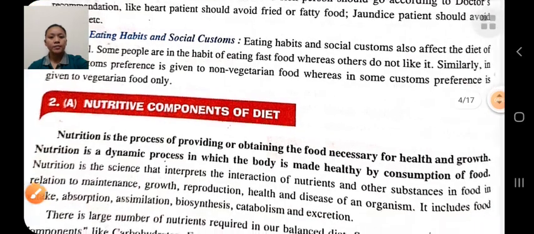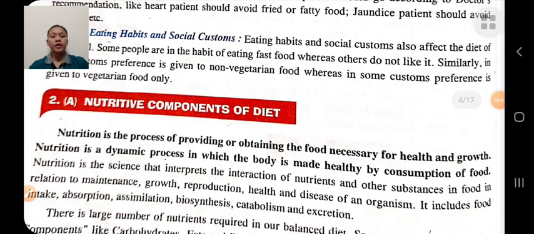Good morning, students. In our last video, we discussed sports and nutrients, in which we covered balanced diet, its function, and factors affecting diet.